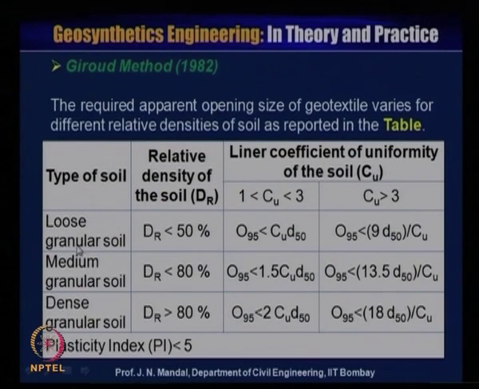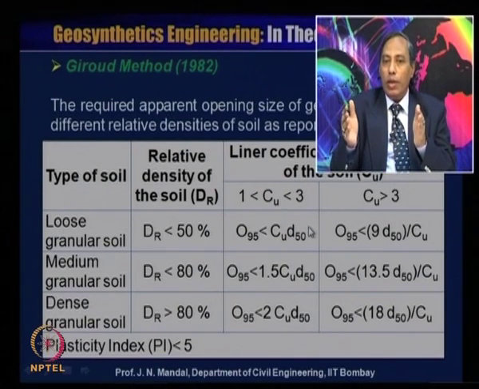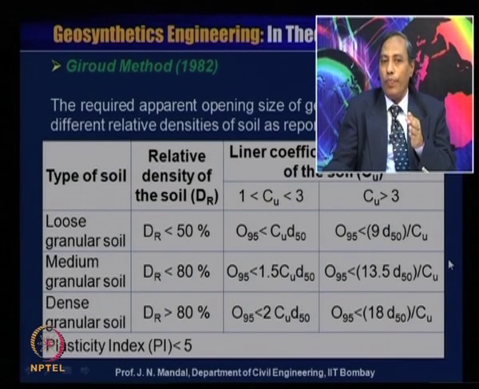Now, if it is a loose granular soil, relative density Dr less than 50% and Cu value greater than 1 and less than 3, then O95 should be less than Cu into D50. So, from the grain size distribution curve, first of all you check what the value of Cu is, whether Cu is greater than 1 and less than 3, then you substitute this value of Cu, and then from the grain size distribution curve you know what is D50. So, then you will know what will be the O95. Now, if the Cu value is greater than 3, then O95 should be less than 9 D50 divided by Cu.